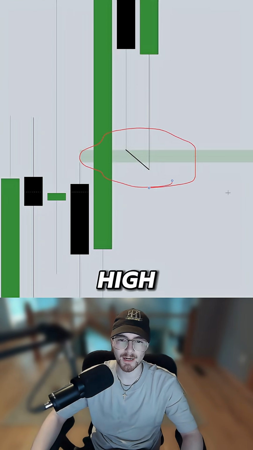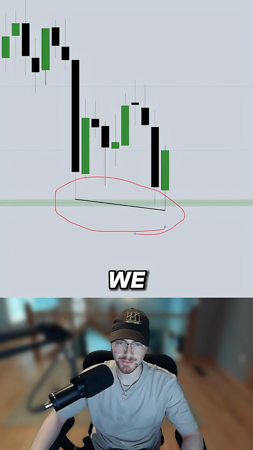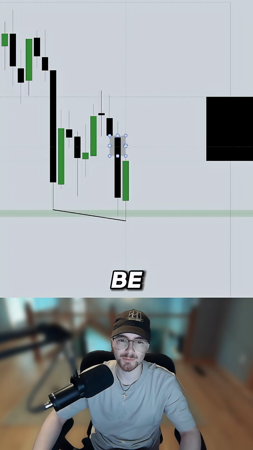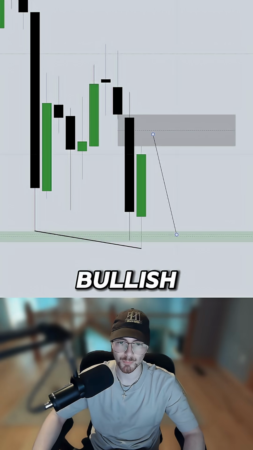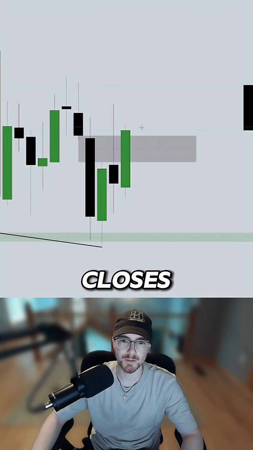So we've tagged into our high time frame gap and we formed SMT when we did so, which means we can look for our last step, which is going to be an inversion fair value gap. We formed a 1 minute bearish fair value gap as we traded into this bullish 15-minute gap, and as you can see, price closes above that gap here.